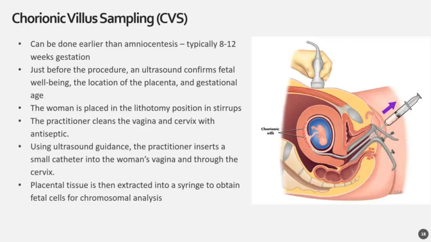And just before the procedure, an ultrasound confirms fetal well-being, the location of the placenta, and gestational age. The woman is placed in the lithotomy position in stirrups, and the practitioner cleans the vagina and the cervix with antiseptic. Using ultrasound guidance, the practitioner inserts a small catheter into the woman's vagina and through the cervix. Placental tissue is then extracted into the syringe to obtain fetal cells for chromosomal analysis. Sometimes the practitioner uses a transabdominal approach with the needle, similar to the amniocentesis. This also gives faster results than the amniocentesis as well.